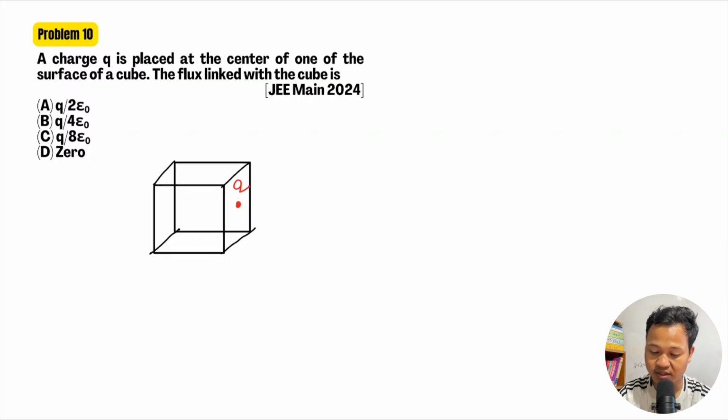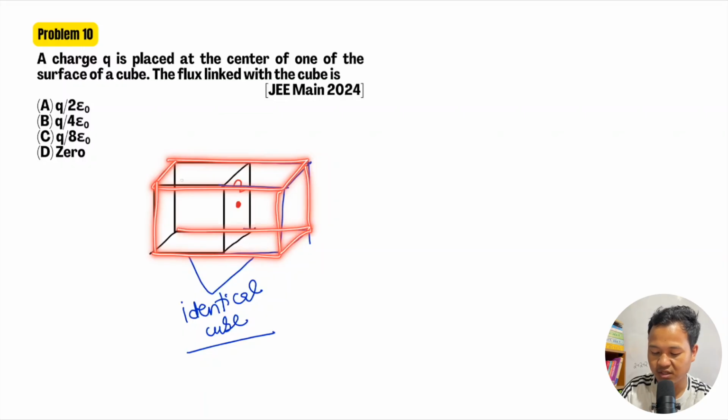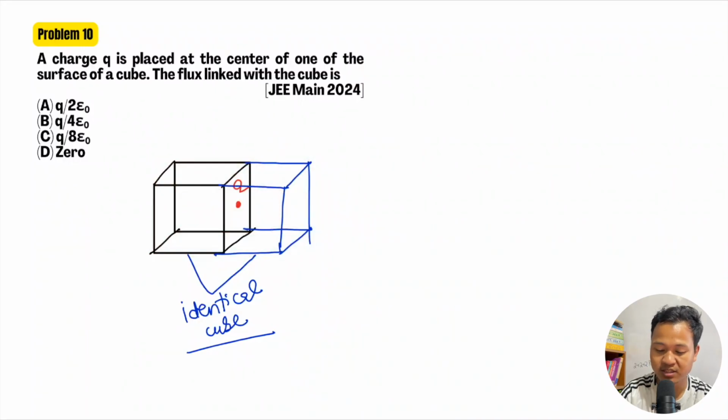So here you have to do one thing. Whatever shape they give you, if I draw another identical cube on this side, these two are identical cubes. Together they form one closed surface, and inside this I have one charge. This is your q enclosed.